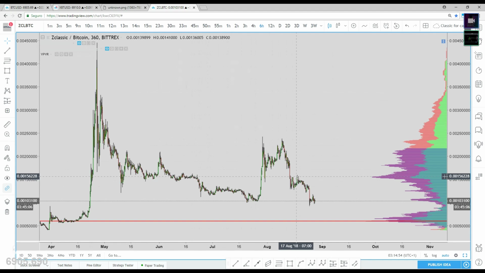What exchange? I forgot what exchange Raven's on. How is it doing? I have Raven coin. I have it at 300 satoshis, 280 satoshis. That's why I'm kind of recommending it.